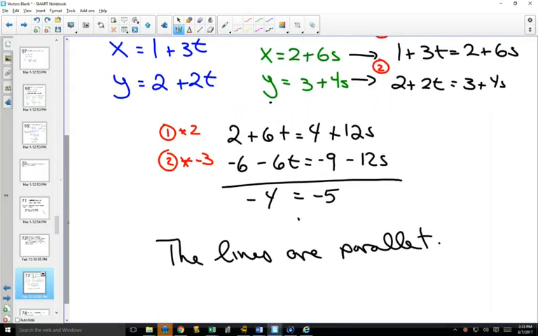Parallel, wow. How did that happen? There we go. There it is. Parallel, not parallel. Ooh. Okay.